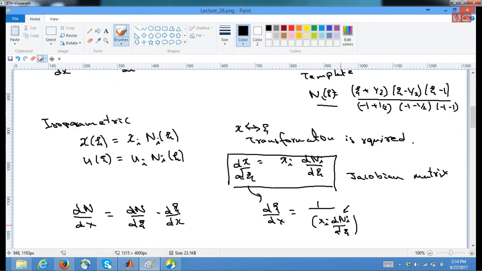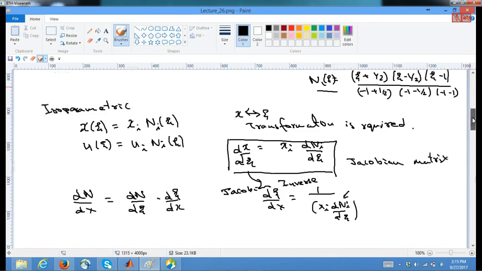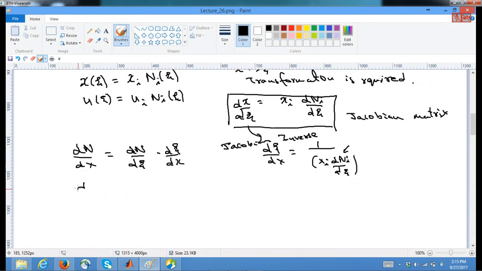Since this is a template, these derivatives are also template. The only thing we require is the positions, which are arbitrarily constant. So this inverse of the Jacobian depends upon your positions. This is a template, and once you know this, the differentiation is already known, so you just multiply and you will get your ∂N by ∂x, and this ∂N by ∂x is used in defining the B matrices, and this B matrix is used in the isoparametric formulation.